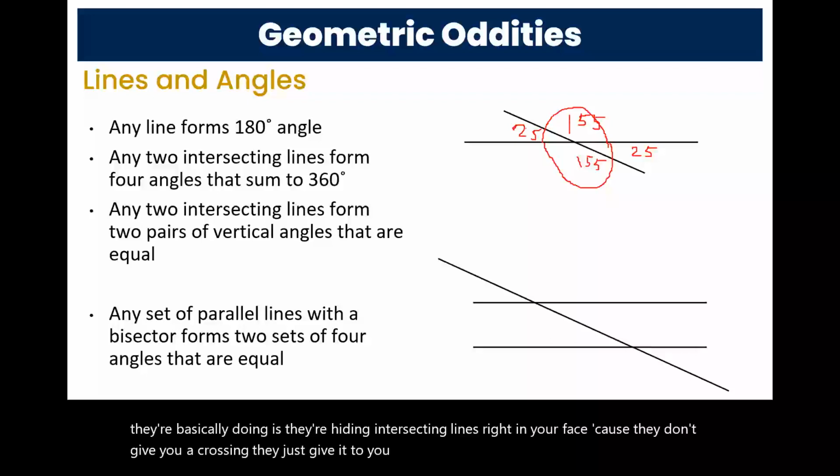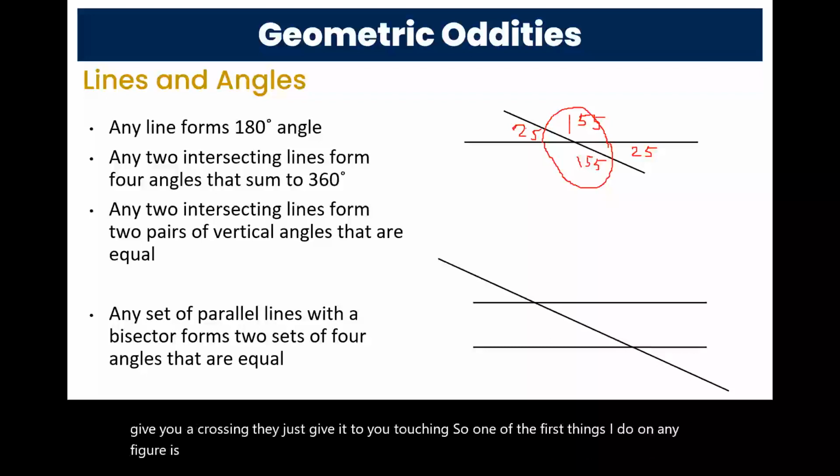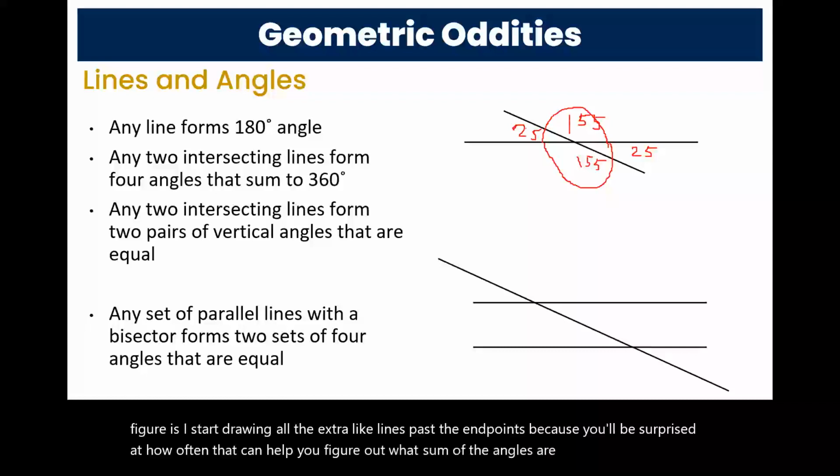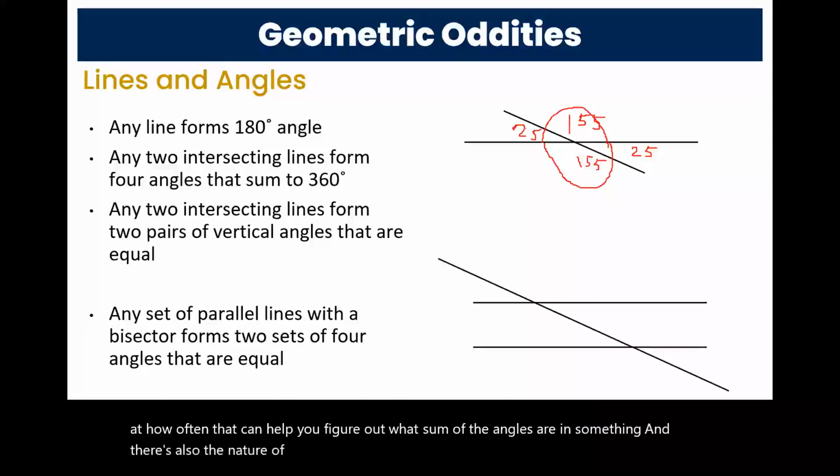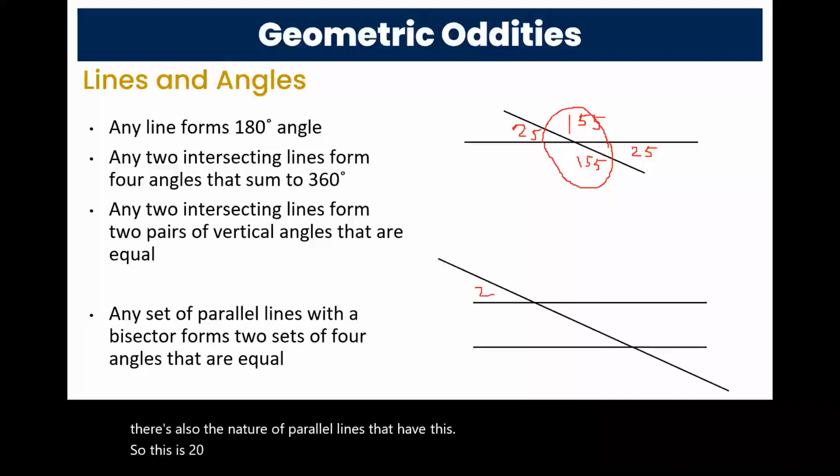So one of the first things I do on any figure is I start drawing lines past the end points, because you'll be surprised at how often that can help you figure out what some of the angles are in something. And there's also the nature of parallel lines that has this. So if this is 25, how many other 25-degree angles do I have in this picture? I have a total of 4.